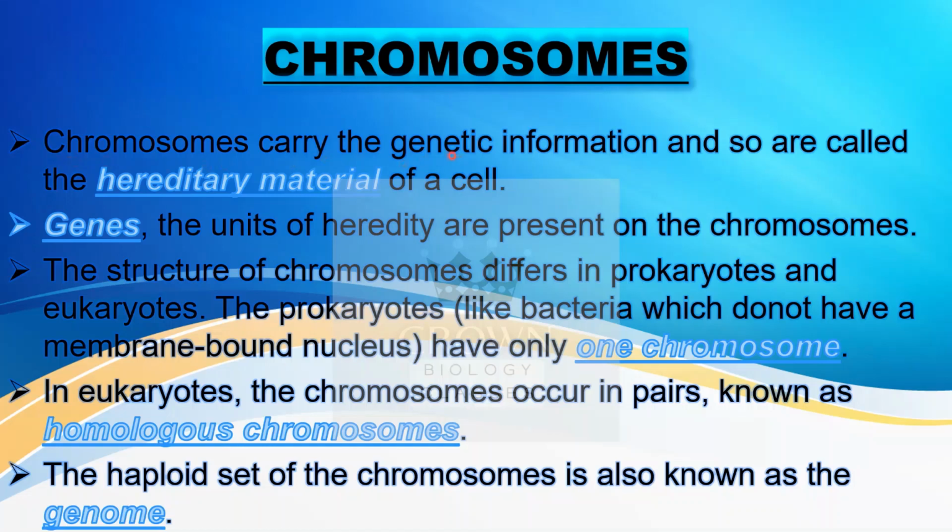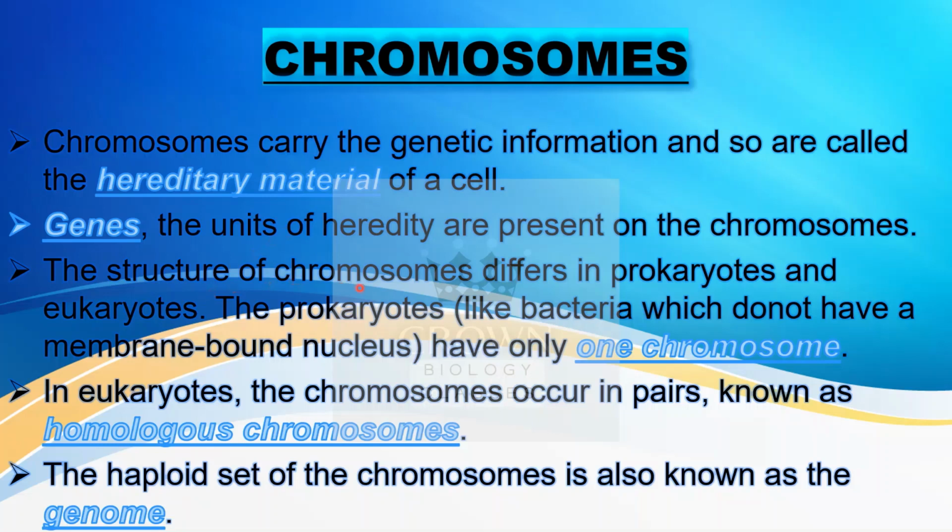Chromosomes carry the genetic information and so are called the hereditary material of a cell. As the genes, the units of heredity, are present on chromosomes, and these genes are responsible for the transmission of characteristics from parents to offspring, hence the chromosomes are called the hereditary material of a cell.